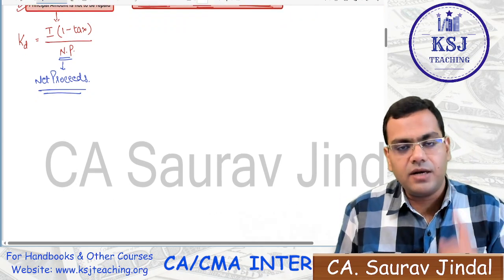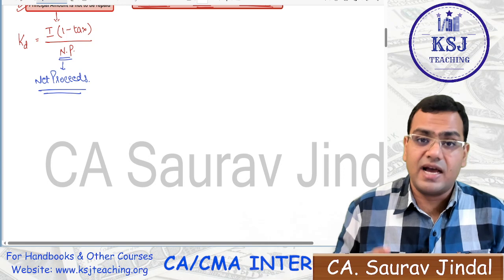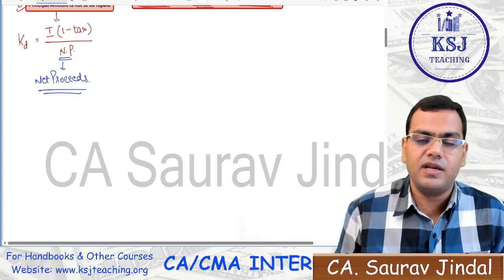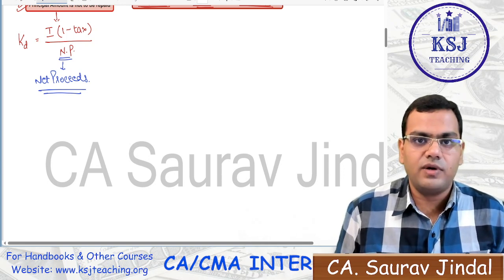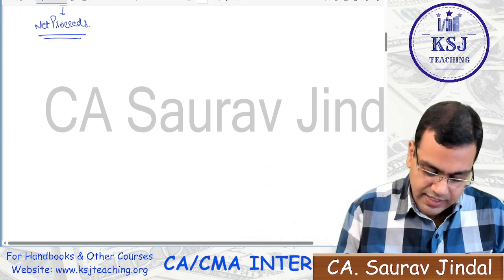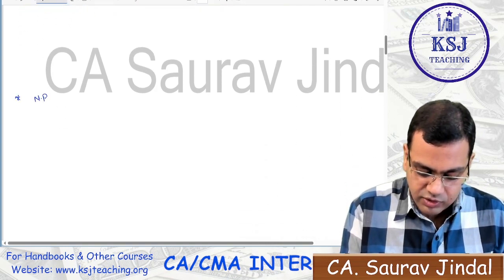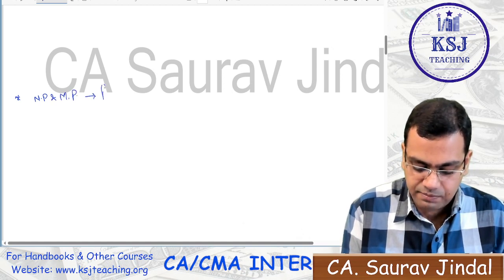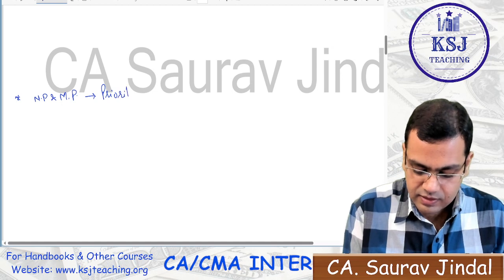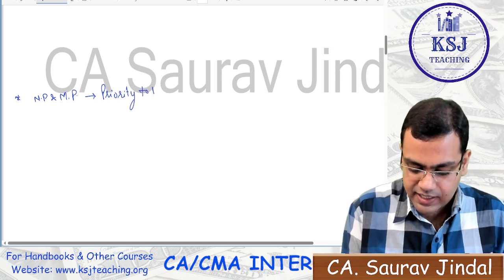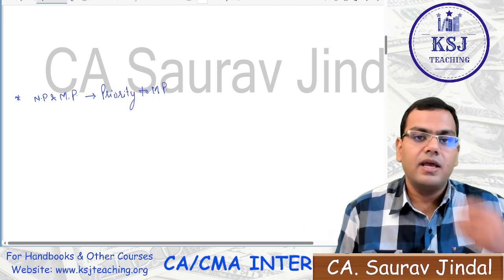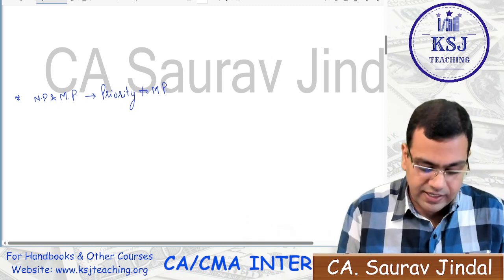Firstly, if net proceeds are given in the question as well as the market price is given in the question, what you have to take is the market price. So there are certain points that I'll write down. If net proceeds and market price both are given, you have to give priority to market price. How is the net proceed calculated?